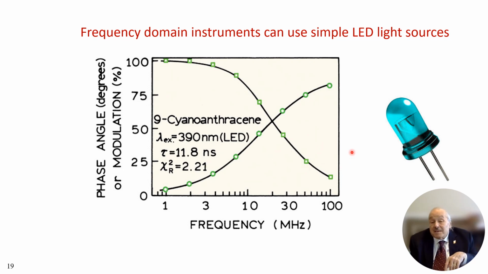Just to show you how simple these instruments can be, you can even use an LED light source. So you can take something from your Christmas lights and you can modulate its output and measure a nanosecond decay time with it just by modulating an LED.